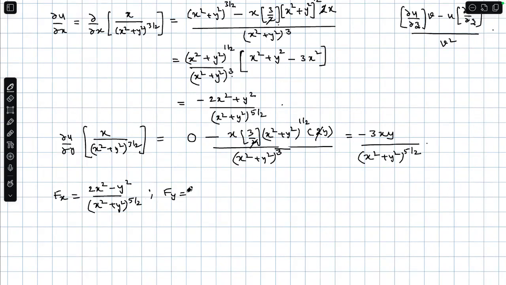Ramesh is in class, I'll do it after 10 minutes. Right. fy is 3xy by x² + y² whole to the power of 5/2. Now ask, earlier you didn't put it, sir, now you can put it. Yes. Right. Sir, what you want?